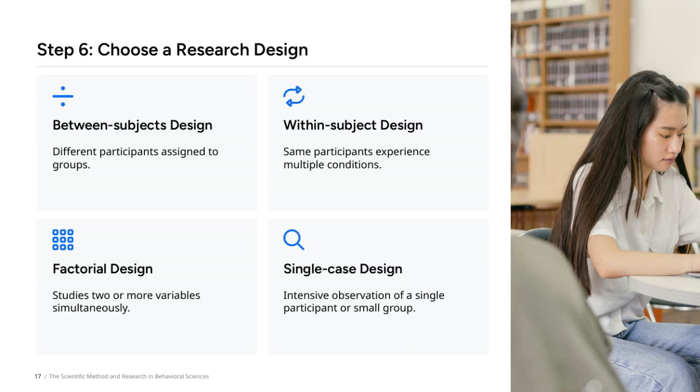Now, let's talk about choosing a research design. First, we have the between-subject design, where different participants are assigned to separate groups, allowing us to compare outcomes across those groups. Next is the within-subject design, where the same participants go through multiple conditions, letting us observe changes within the same individuals. Then there's a factorial design, which studies two or more variables at the same time, helping us understand how they might interact. Finally, the single case design focuses on intensive observation of just one participant or a small group, providing detailed insights on individual cases. Each design has its strengths, so selecting the right one depends on the goals of your study.